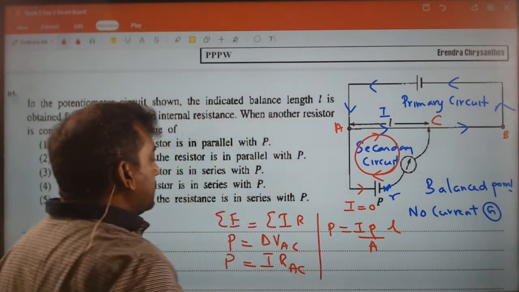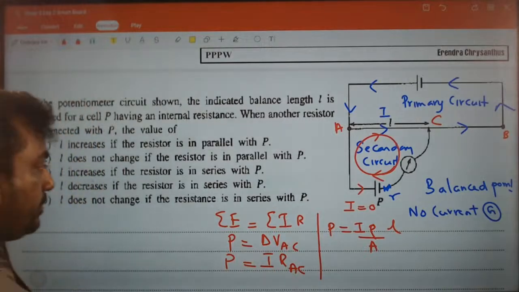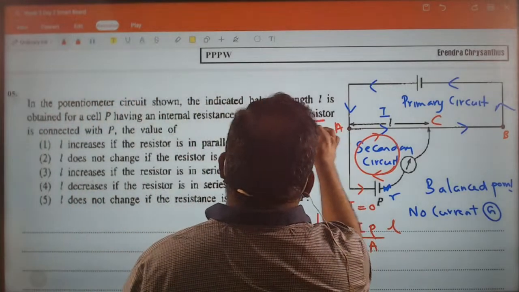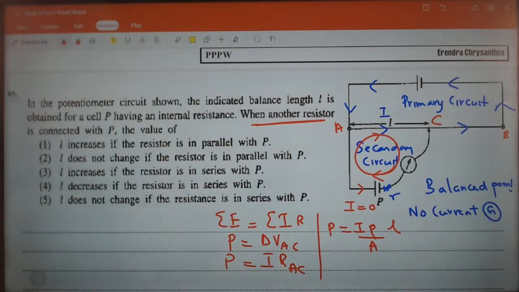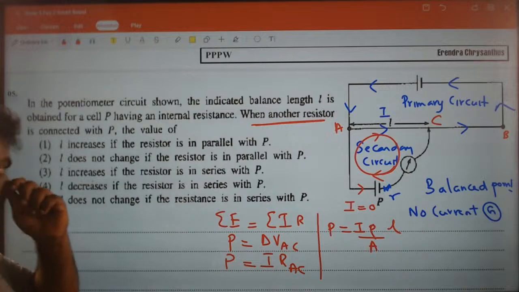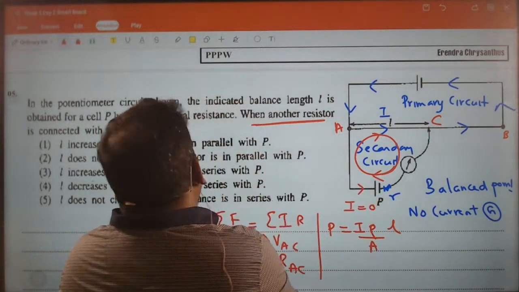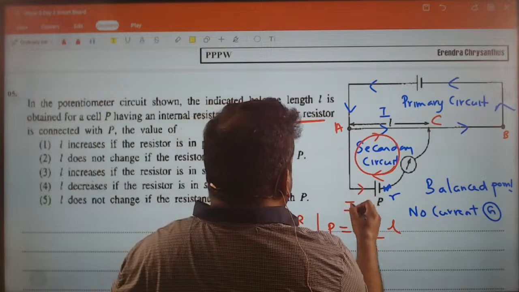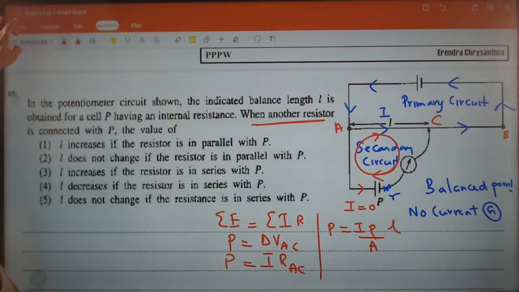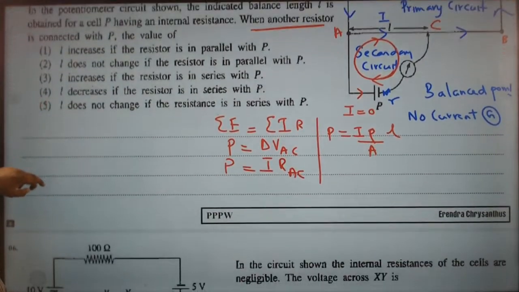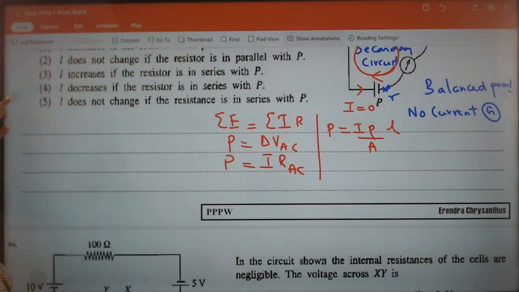There you go. So when another resistor is connected with P, be careful now. What do you mean by another resistor connected with P? If you connect another resistor with P, maybe in series, maybe in parallel. I think what they meant here was connected with P means connected here. What will happen? Look at the board carefully. This is what will take place.